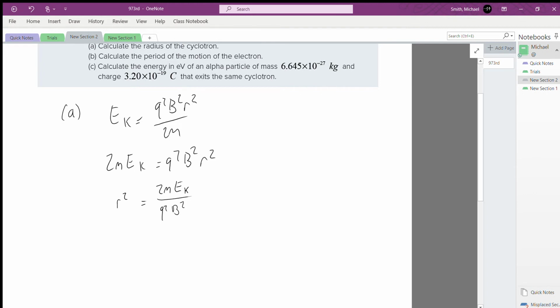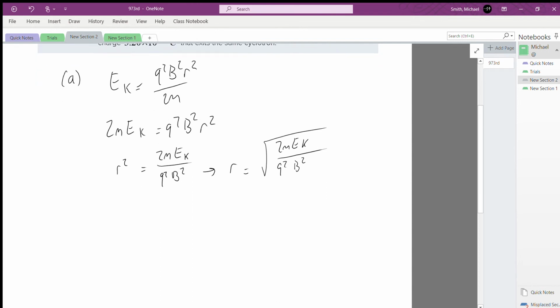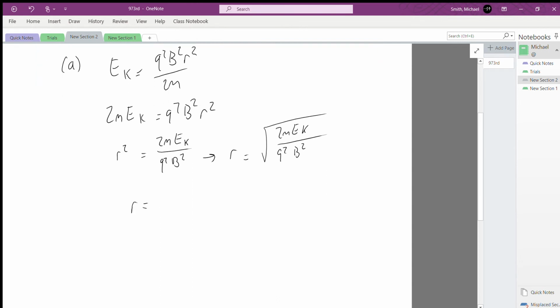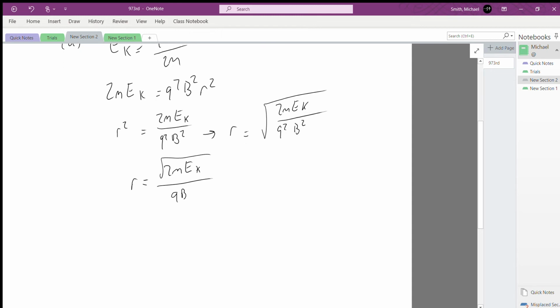Now we're going to square root all of that, so that R equals the square root of 2m EK over Q squared B squared. If we have the square root and the square, they cancel out, so we can actually write this to make it a little bit easier as the square root of 2m EK, all over QB. This saves us one extra step when calculating the radius. It's just a nice little trick, so if you can see things like that, please try to use them.